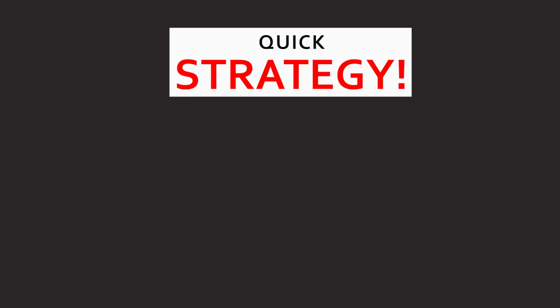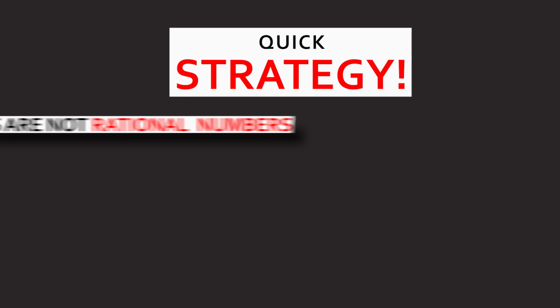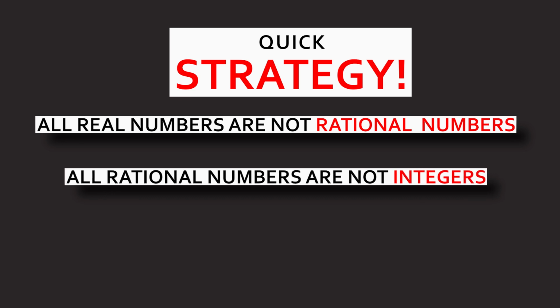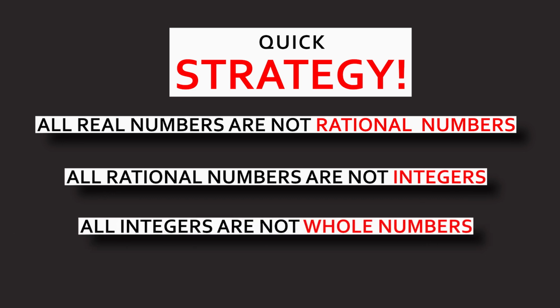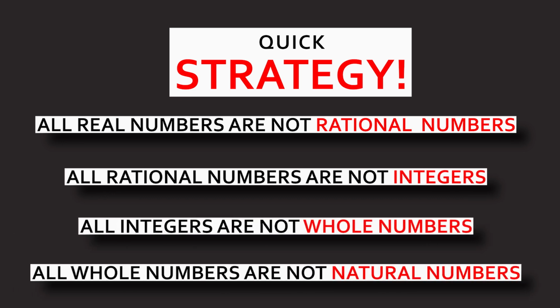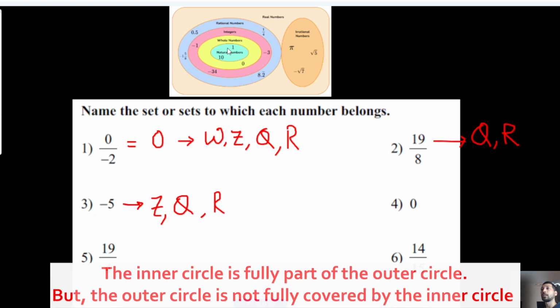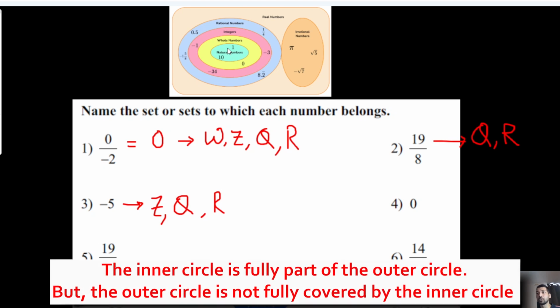But the reverse is not true. We cannot say all real numbers are rational numbers. We cannot say all rational numbers are integers. And we cannot say all integers are whole numbers. And we cannot say all whole numbers are natural numbers. So remember these three. So if you start off with a smaller circle, then you can go to the next circle, which is outside of that smaller circle.